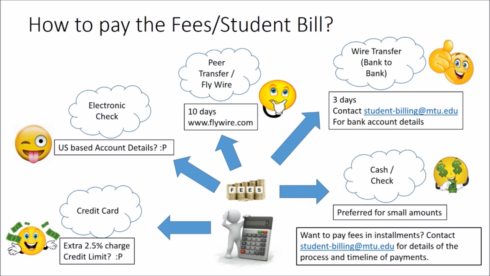Fifth option is by check or cash. This option is preferred only while paying monthly apartment rents for on-campus housing. For those who want to pay fees in installments, please contact studentbilling@mtu.edu for more details.